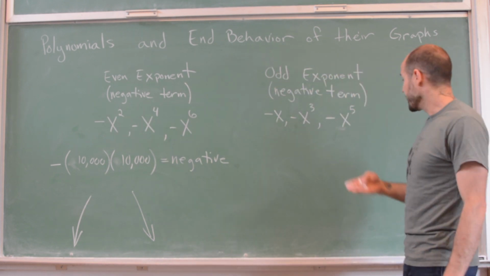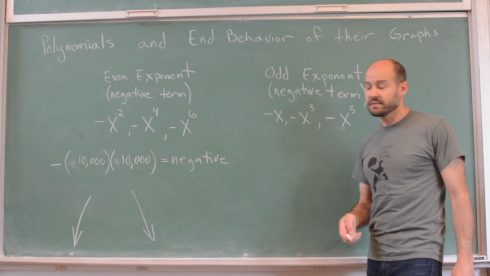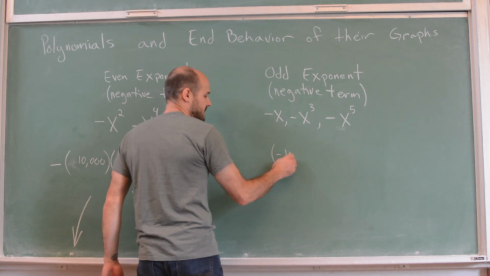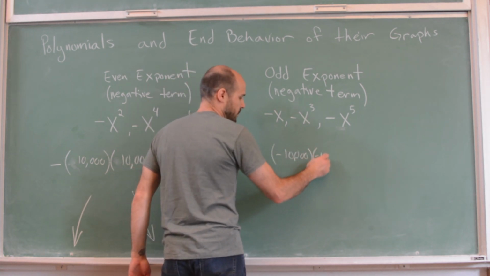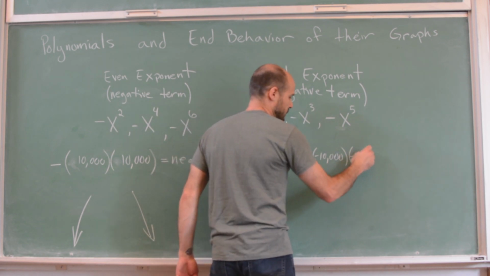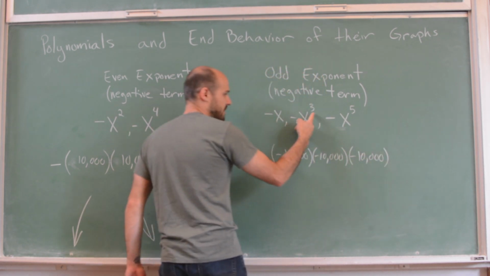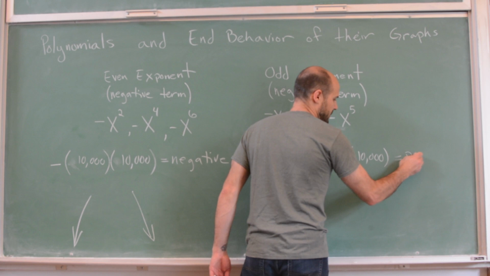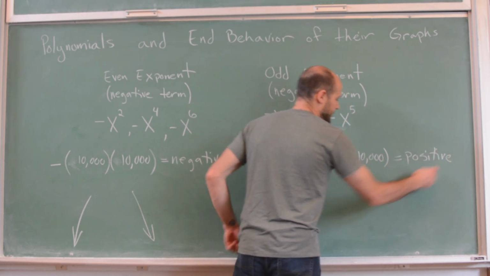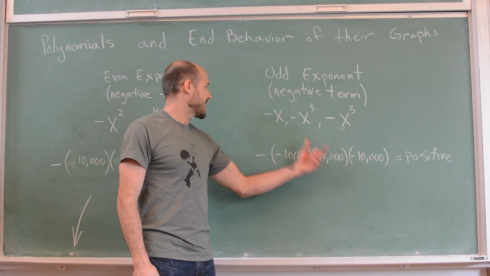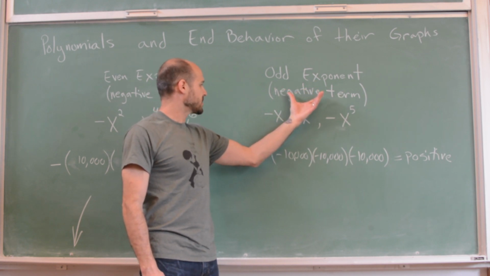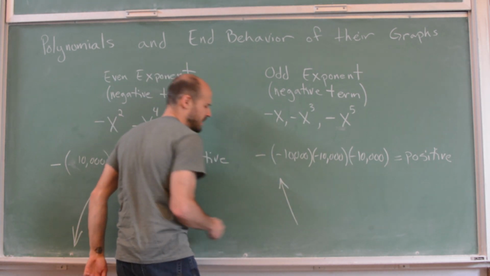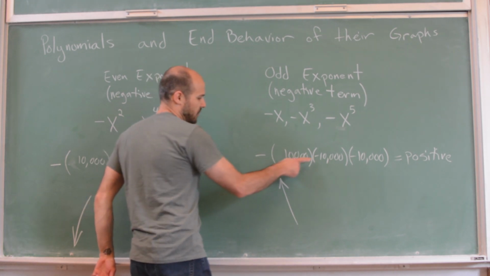For odd, remember we had one down and one up when it was positive. It's going to split when we look at the negative term. If we plug in negative 10,000 three times, we would normally get a negative, but now we're including one more negative factor, and so this result is positive. This tells us that as we look to the left, our end behavior of an odd exponent leading term that's negative is going to be increasing.